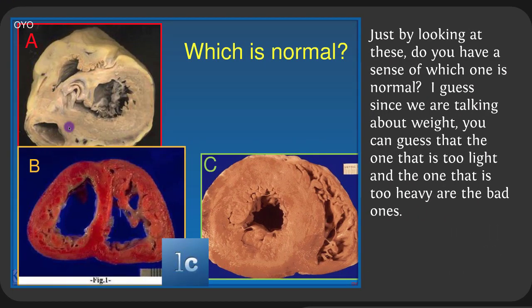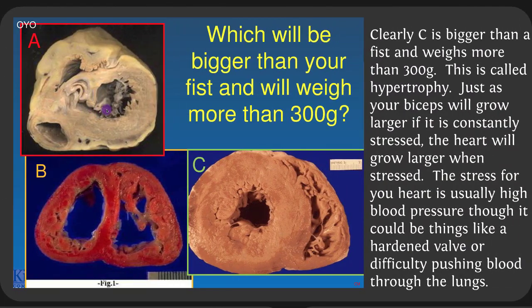Just by looking at these, do you have a sense of which one is normal? I guess we're talking about weight. Can you guess the one that is too light and the one that is too heavy? I guess that's pretty obvious that you choose this one as too heavy because that's the heaviest one. This one's too light because it's the lightest one, and A is the normal. Clearly C is bigger than the fist and weighs more than 300 grams.